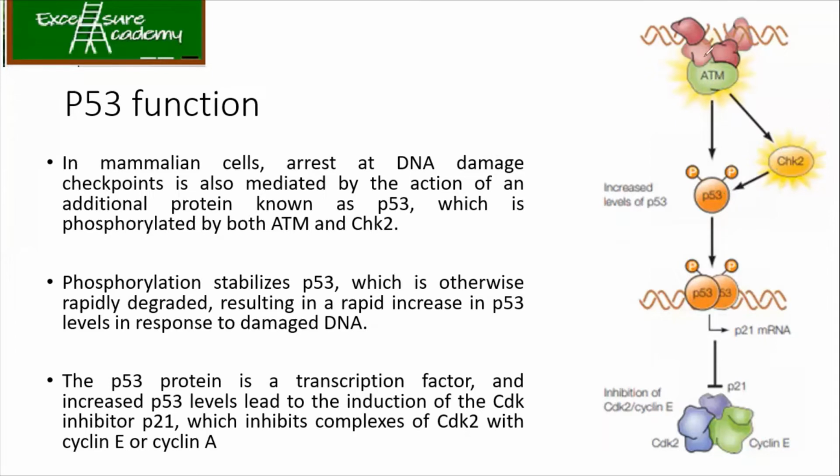Okay, so now when there is a double-stranded DNA damage, ATM and CHEK2 together are going to phosphorylate your p53. This will enter into the nucleus. It will go and bind and initiate the synthesis of your p21. Now what is p21? It is the CDK inhibitor. So it is going to inhibit the complex of CDK2 cyclin E. So inhibition is happening then.